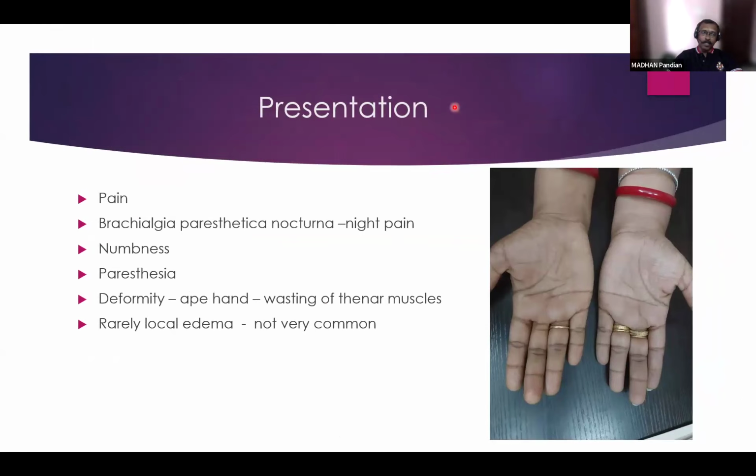And this is how the presentation is. The pain, which could be significant at night, numbness, paresthesia, sometimes the ape thumb deformity because of the wasting of the nerve muscles, and there can be a local edema, which is not very common.